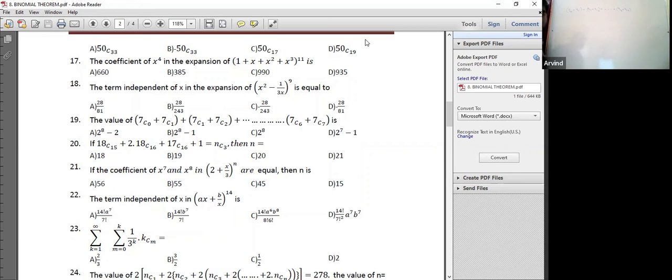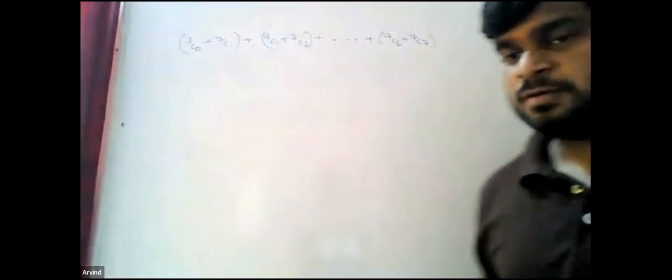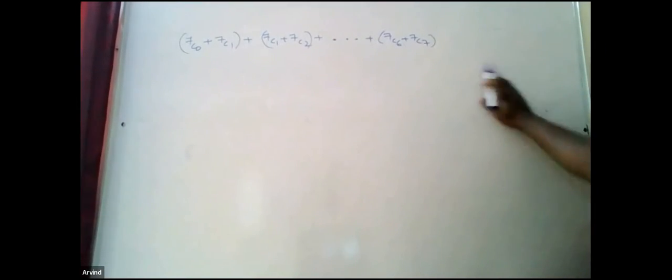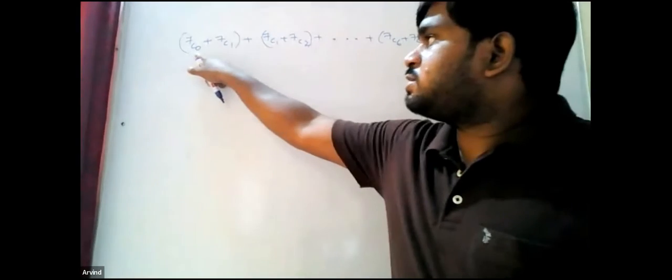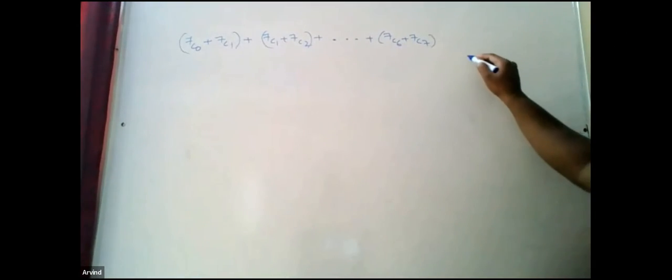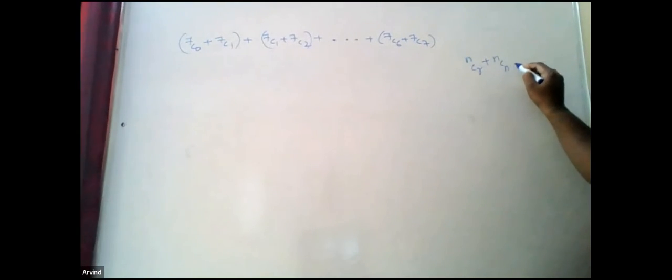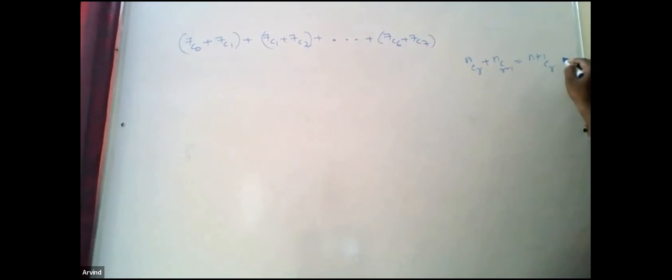Observe the pairs, 7C0 plus 7C1. Does it resemble any kind of formula? Think. Shreya, Janvi, others. Do they resemble any kind of formula? We have already given it, right? nCr plus nC(r minus 1) is (n plus 1)Cr. So using that logic, observe.